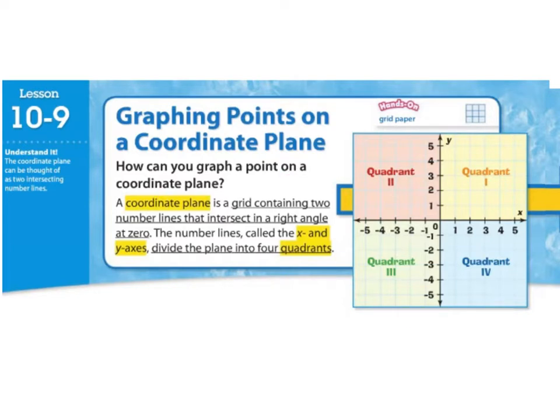Here's our coordinate plane. It is a grid containing two number lines that intersect or cross in a right angle. A right angle is a corner, just like a box. The number lines, called the x and the y, are called axes, or an axis for one of them. They divide the plane into 4 quadrants: 1, 2, 3, 4.